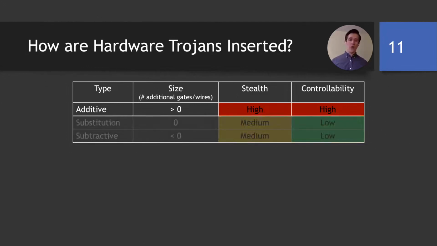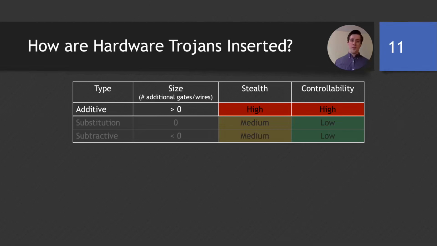In this work, we focus on the threat of additive Trojans, or Trojans that require adding additional components and/or wiring to the layout, as these are the stealthiest and most controllable, since an attacker can create complex triggering mechanisms and is not limited to using only existing components and wiring already available in the layout. As such, they are also the most widely demonstrated in the literature.